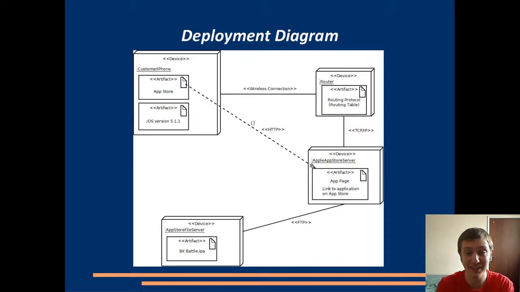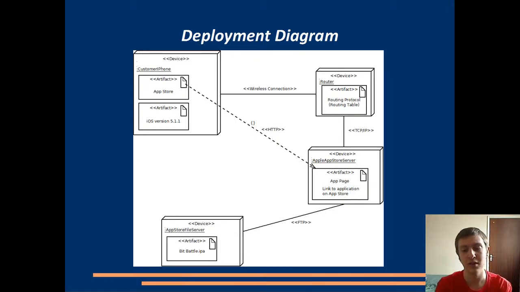The server will have a link to an artifact on that. We're calling it an artifact in terms of this diagram, because that's what they call artifacts: anything that's either physical or electronic is most of the time called an artifact. So that'll be a page on the App Store server, which will be a link to my application on the App Store, which the user or customer can connect to.